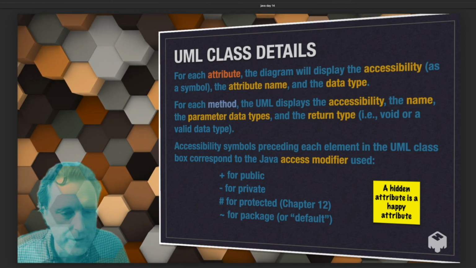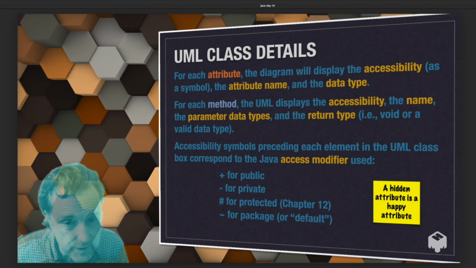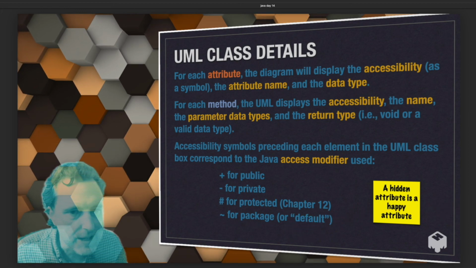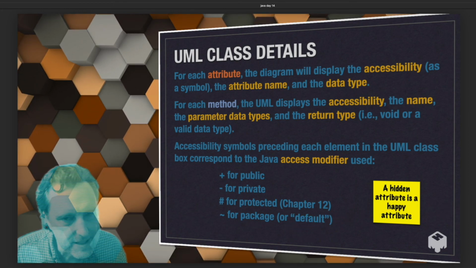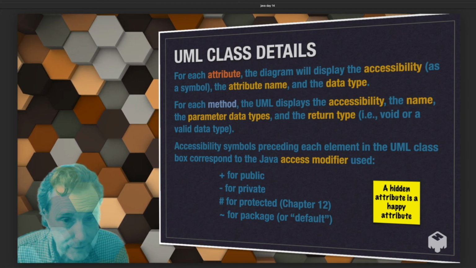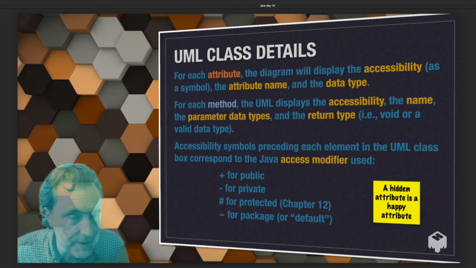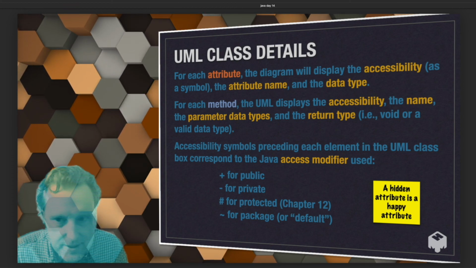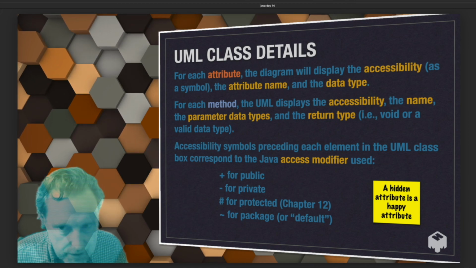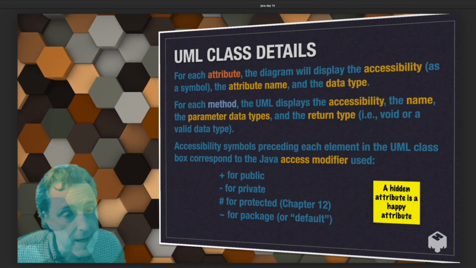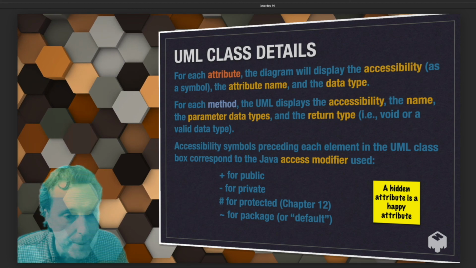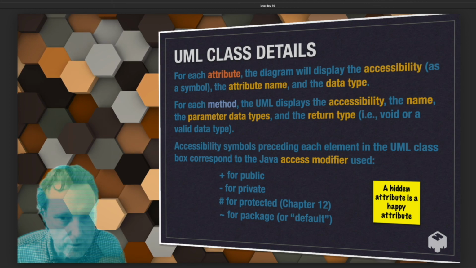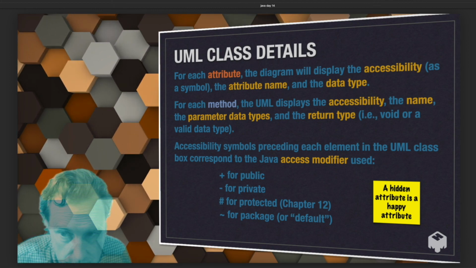To make simple UML diagrams, I just use the basic symbols without trying to fancy them up too much. For each attribute in the UML, you'll list the data type, the name or identifier, and the accessibility or access modifier for it. For each method, you'll do basically the same: you'll list the accessibility, the access modifier, the name or identifier, any parameter data types, and if the method returns something, you'll list the return data type or the keyword void.